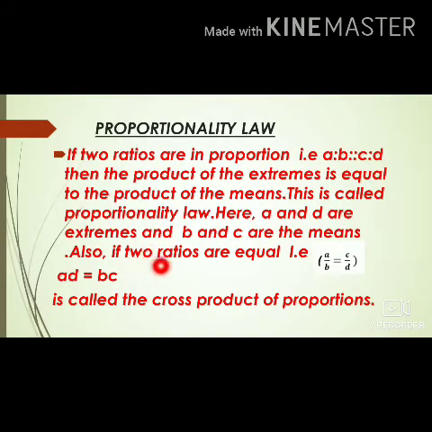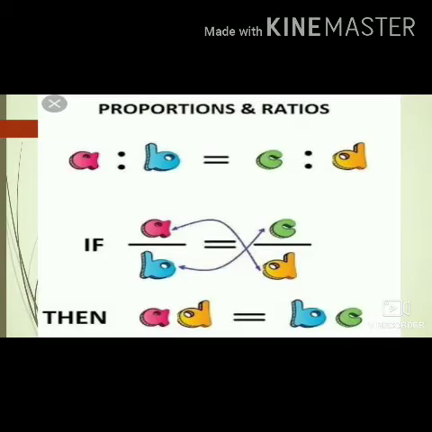Also, if two ratios are equal, that is A by B is equal to C by D, then the cross product is A into D equal to B into C. It is called the cross product of proportion. Let's see with an example. A is to B is in the form of a ratio. C is to D is in the form of a ratio. Then by using the cross product of proportion, A into D is equal to B into C. That is AD equals BC.